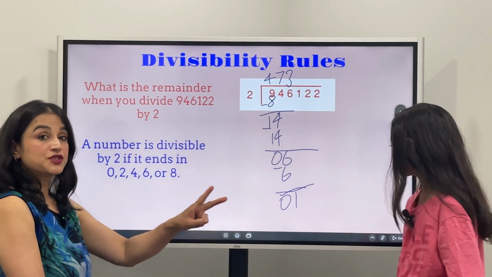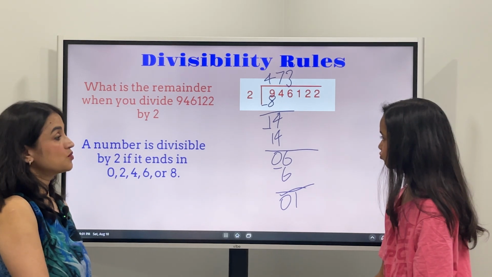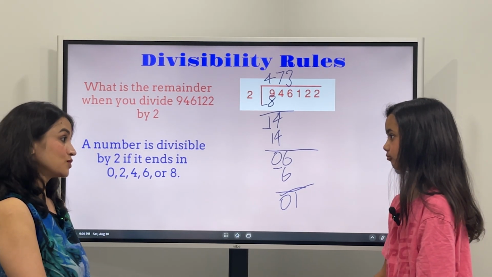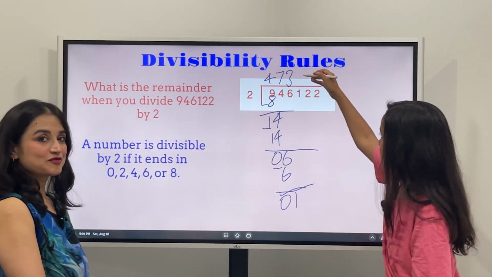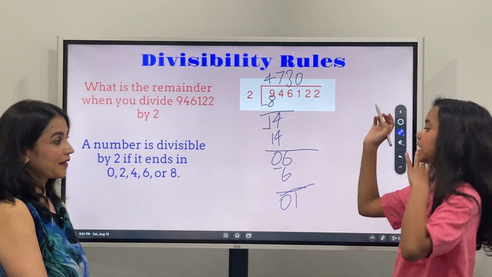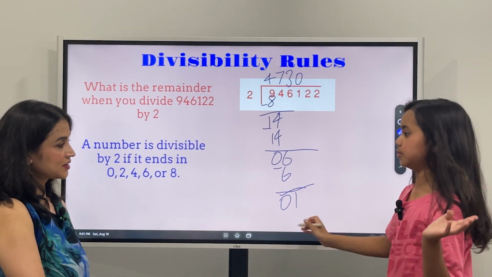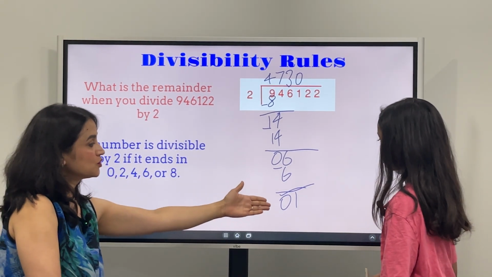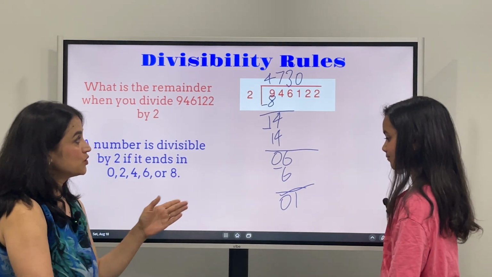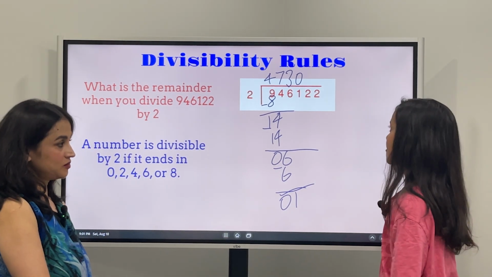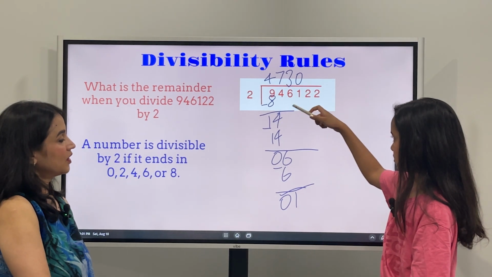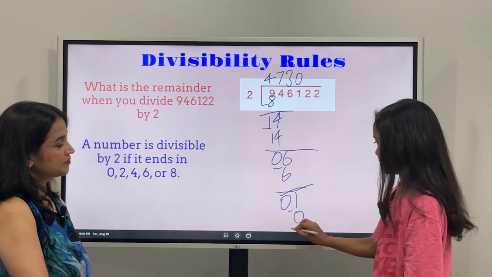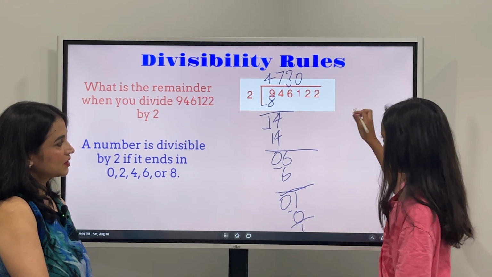Now 1. This is the tricky part. Does 1 come in the table? No. So we have to put 0 up here. I'm going to continue here because I don't have space. Since 1 is lower than 2, you have to bring down the next digit. So 2 times 0 is 0, minus 1.